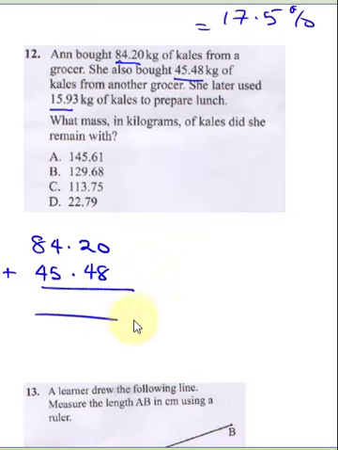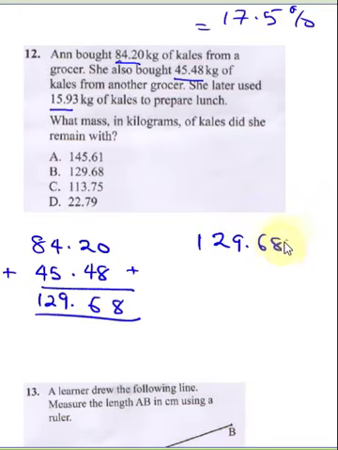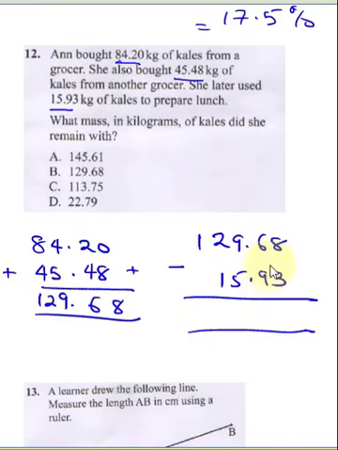So when we sum this up, this will be 8, this will be 6 point, this will be 9, and 8 plus 4 will give us 12. So all we want to do is, if she used 15.93, we want to do 129.68 subtract 15.93. So in order to do this, this will give us our final answer, 8 minus 3, 5.